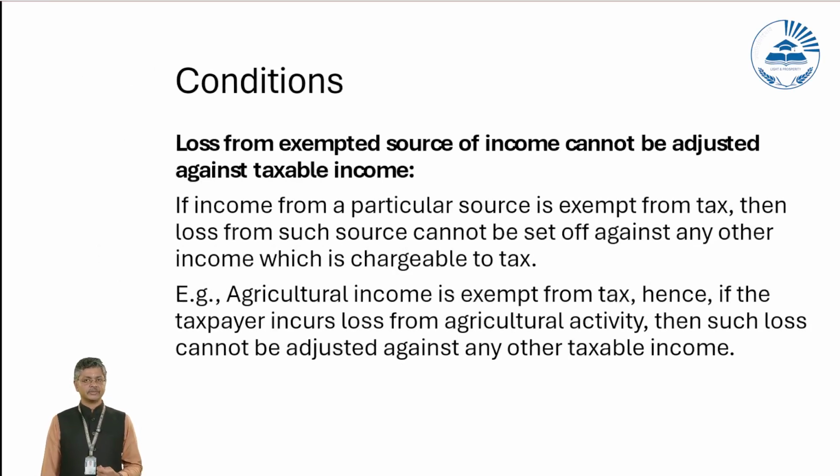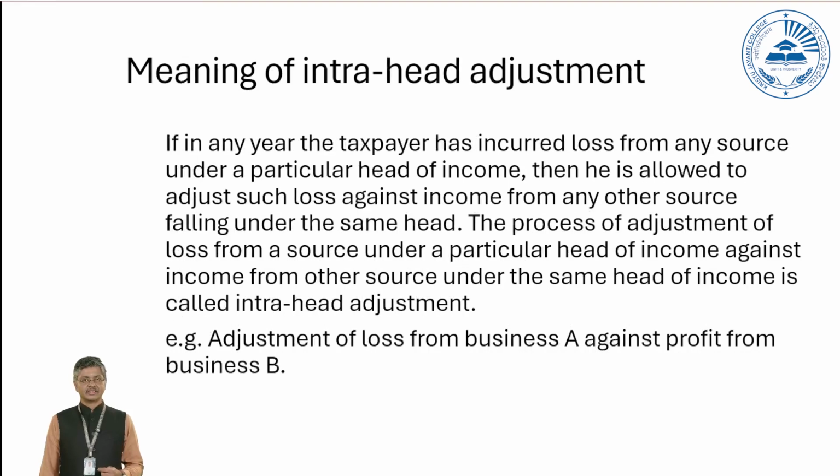Suppose an individual is making an income and that income is completely exempt from tax. If he makes any loss in such an activity, that loss cannot be adjusted either. For instance, agricultural income is completely exempt from income tax. Hence, if any loss is incurred by such agricultural activity, that loss cannot be adjusted against any other taxable income.